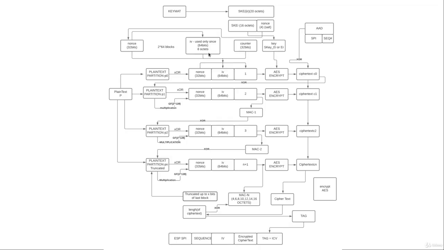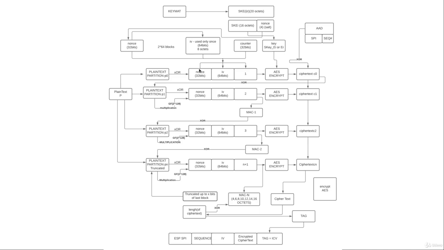We have seen this before in the CCM encryption method. The key material is used to derive the encryption keys for both the initiator and responder. The last 4 octets of the key, or 32 bits, is the nonce, also referred to as the salt. This nonce or salt remains constant for the life of the security association.